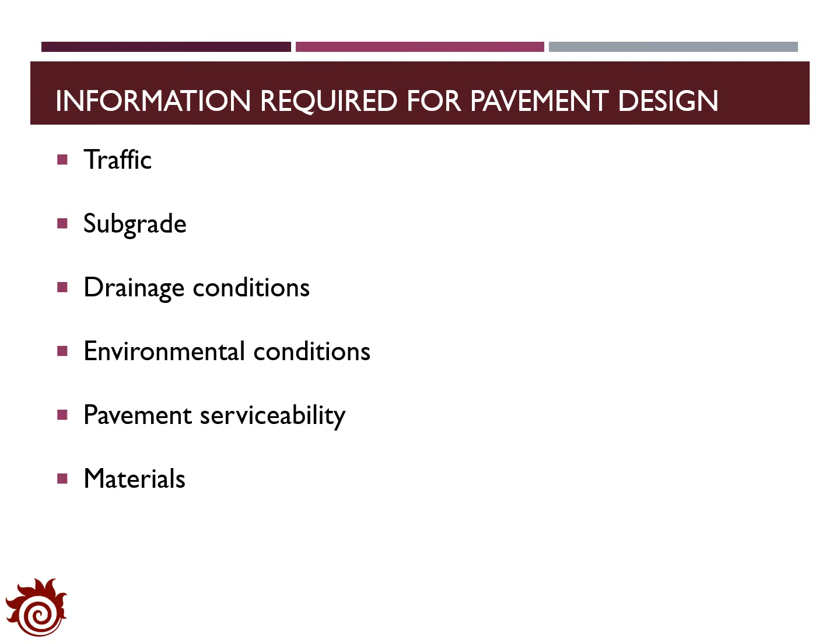In this design method, we have to consider 6 types of information, including traffic loading, subgrade materials, drainage conditions, environmental conditions, pavement serviceability, and pavement materials. All of them have been introduced in the previous lectures.